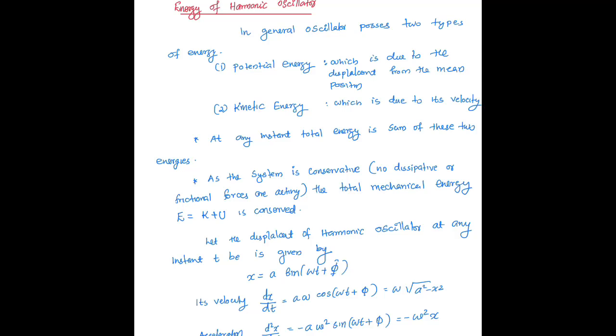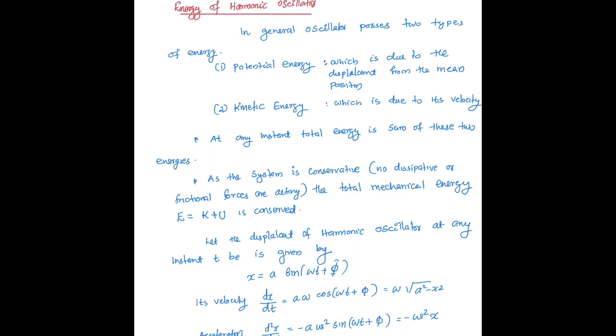Dear students, today in this lecture, I'm going to explain about the energy of a harmonic oscillator. In the last lecture, we already discussed simple harmonic motion and what is meant by a harmonic oscillator. So here, we will try to explain the energy of a harmonic oscillator. In general, a harmonic oscillator possesses two types of energy: potential energy and kinetic energy.